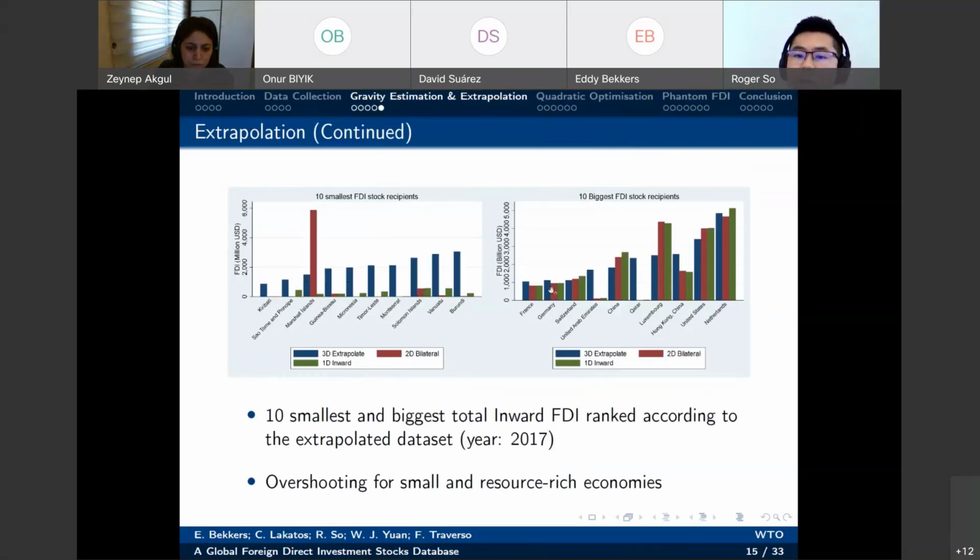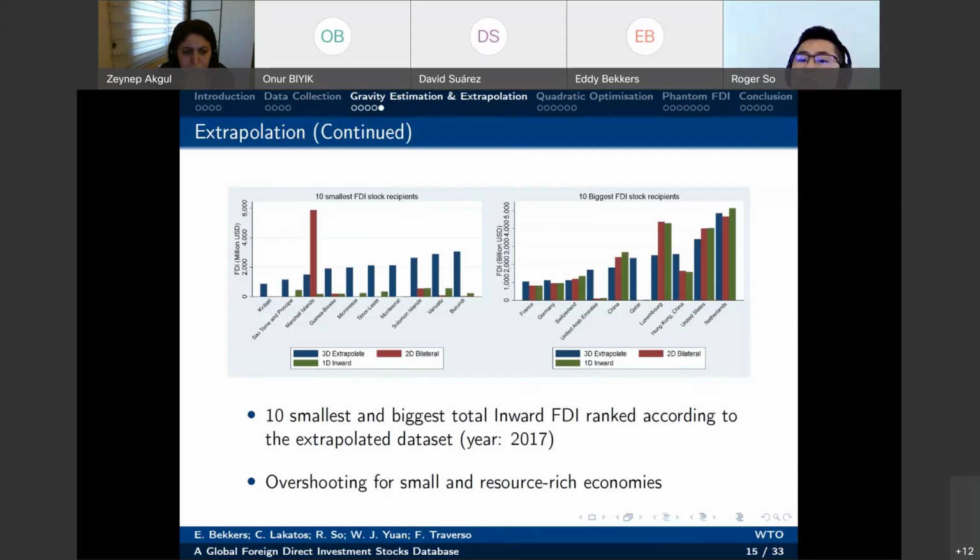But you have a completely different picture at the right-hand side, where if you look at the 10 biggest recipients, the extrapolated result actually matches fairly well with what they have actually reported at the one-dimensional level, with just two exceptions for United Arab Emirates and Qatar, where the extrapolated values are much higher. And the reason they're much higher is because these 2 economies have a very high GDP and high GDP per capita, but they're actually not very well integrated in the world economy.